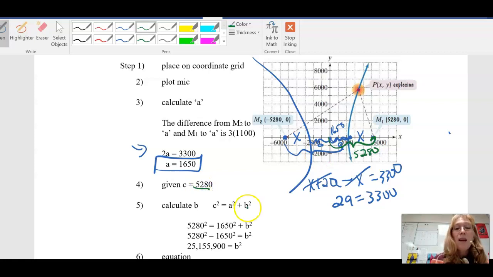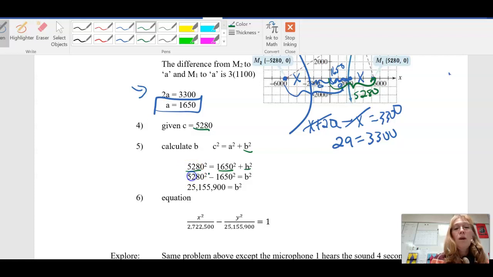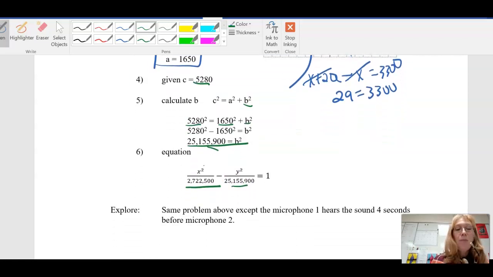So now I've got to find b. So c squared equals a squared plus b squared. I definitely highly suggest using your calculator. I subtracted it and squared them, and that's b squared. So it's x squared over your 1650 squared minus y squared over this. And that's the equation of that hyperbola.